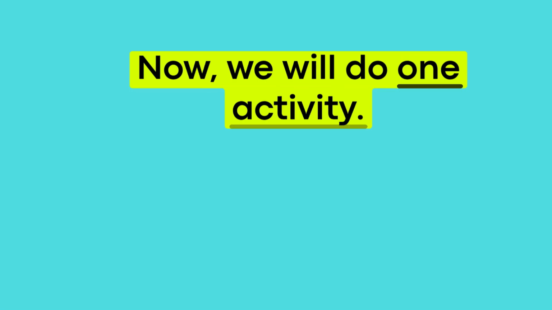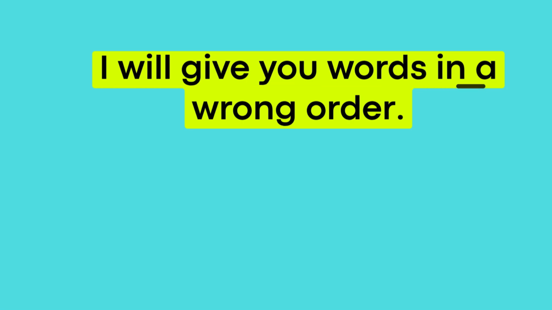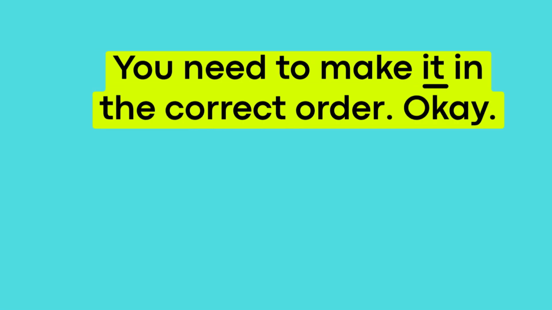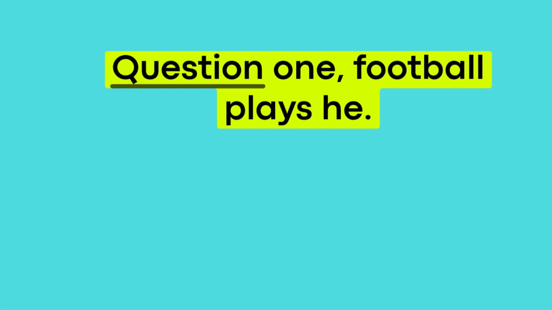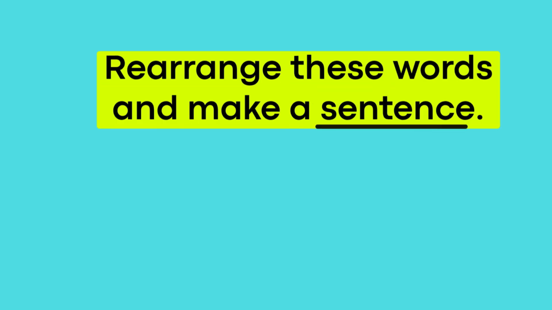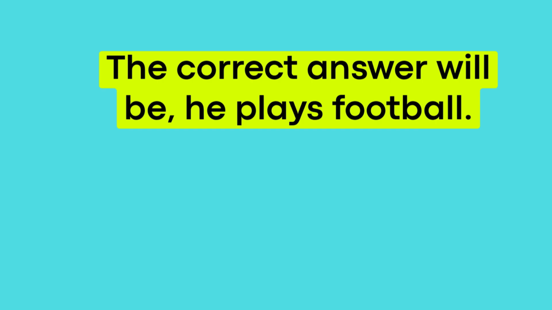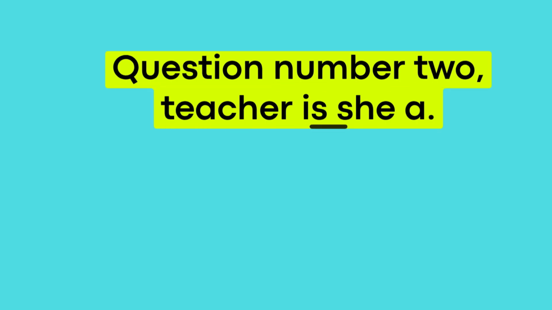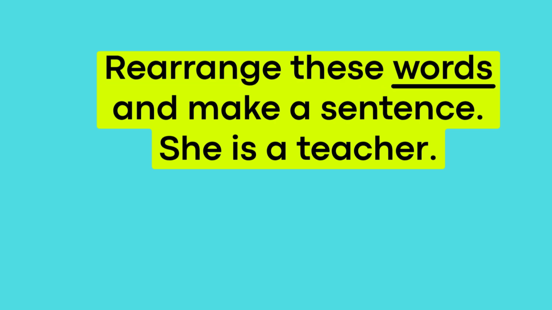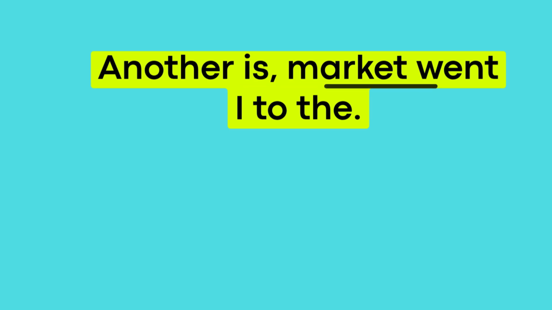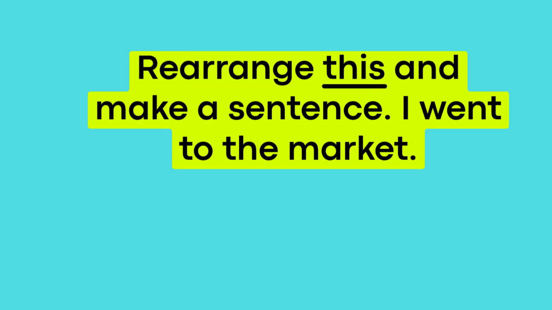Now we will do one activity. I will give you words in a wrong order. You need to make it in the correct order. Question 1. Football plays he. Rearrange these words and make a sentence. The correct answer will be he plays football. Question number two, teacher is she a. Rearrange these words and make a sentence. She is a teacher. Another is market went I to the. Rearrange this and make a sentence. I went to the market.